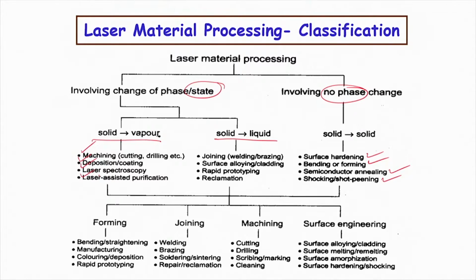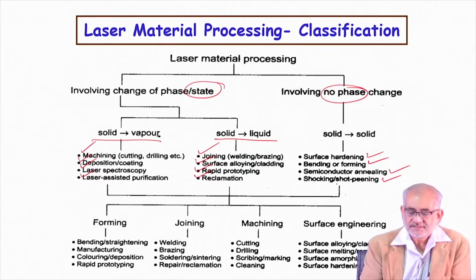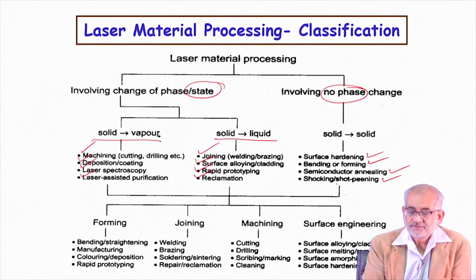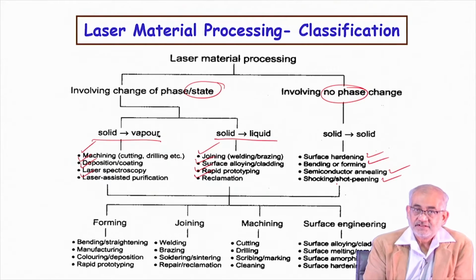If it's only heating up to the melting temperature or above melting temperature but not crossing the boiling temperature, then we are talking about various types of joining, surface alloying, cladding, rapid prototyping, direct manufacturing, reclamation, and so on. On the other hand, as I already mentioned, within the solid, we can do hardening, bending, forming, various applications. So if you again mix them together, and don't worry about any change of state, whether change of state occurs or not, essentially we are only worrying about the possibilities of engineering applications.